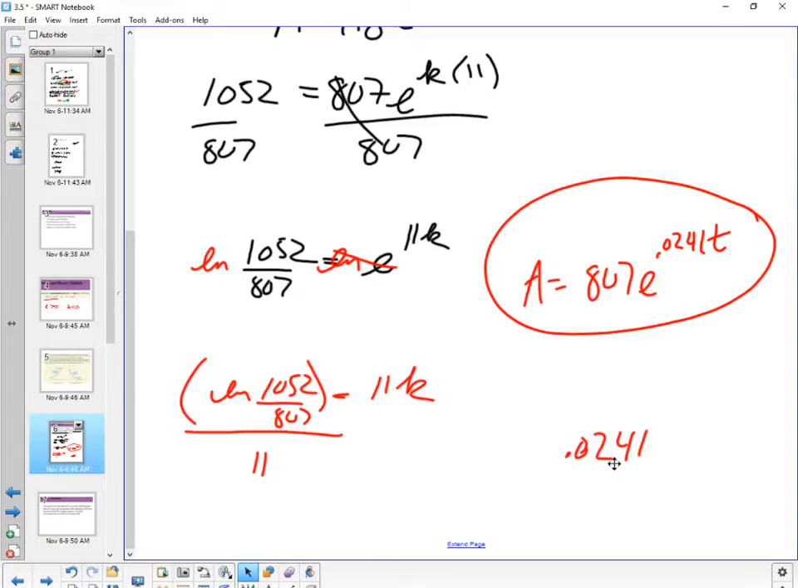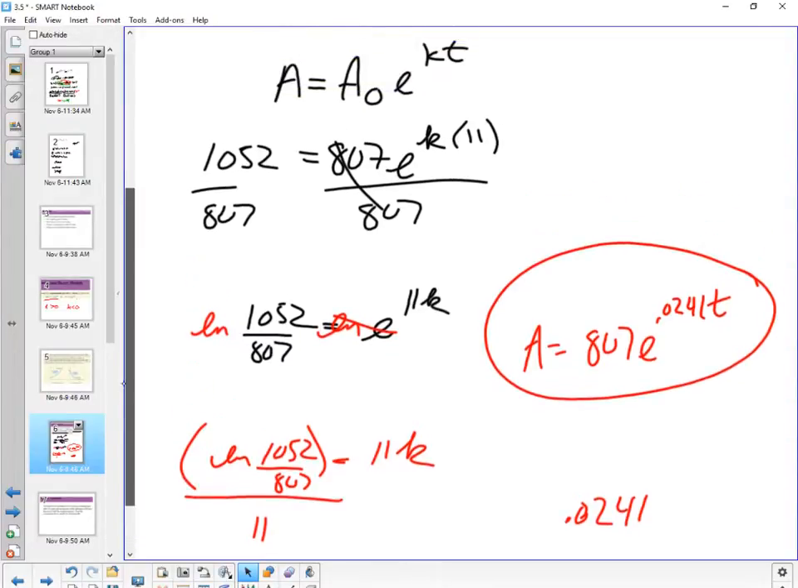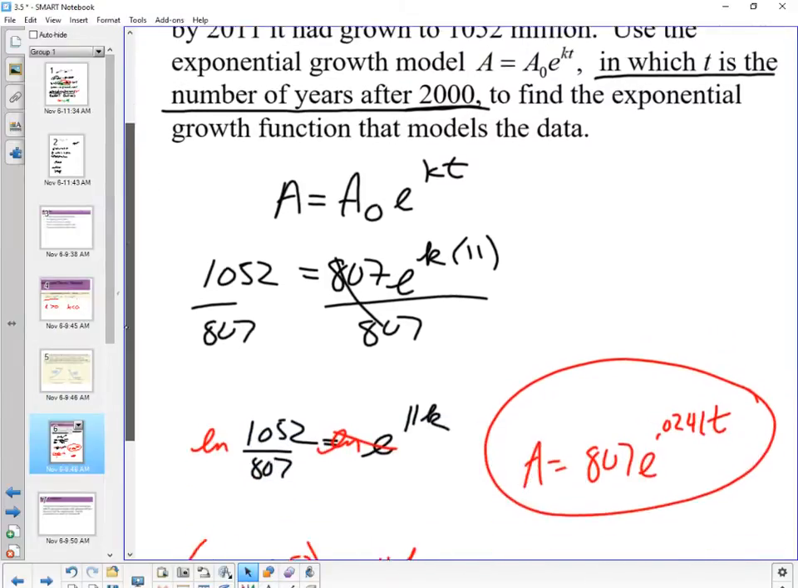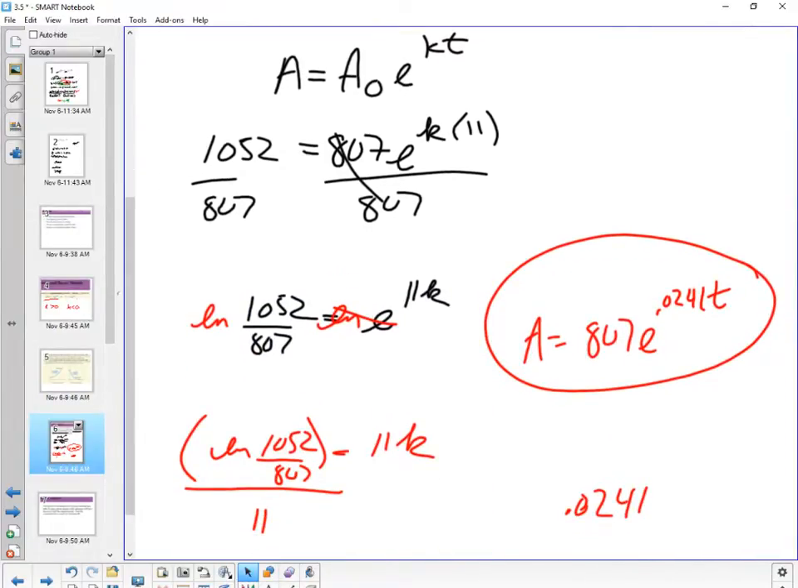Adrian had a question. I thought you said AJ. Sorry. So the original question was asking for that. It wants us to find a model, an exponential growth function that models the data. So now, if we graph this, we should be able to follow the whole thing.